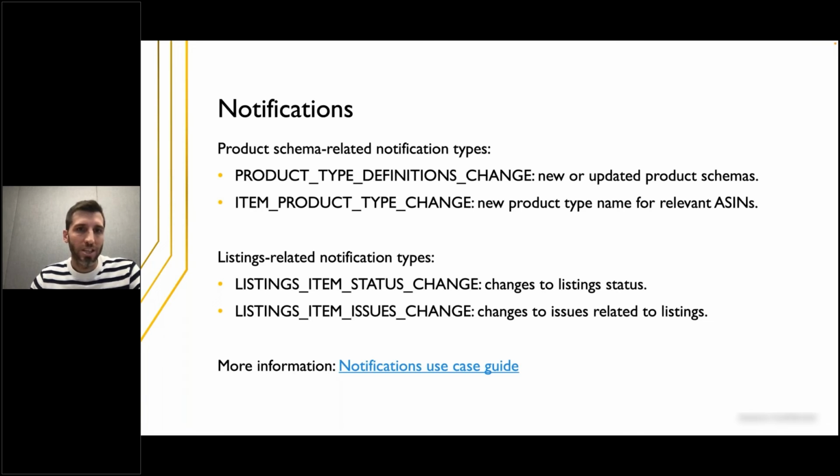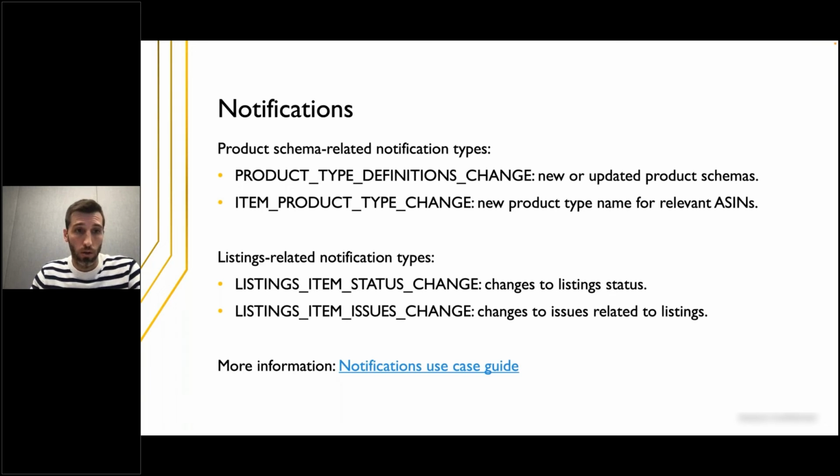The item product type change notification type gives you information about new product type names for relevant ASINs for your business. So it's also an important one to be subscribed to. You will be up to date with all the changes if you are using these 2 notification types when something changes on the product schema side.